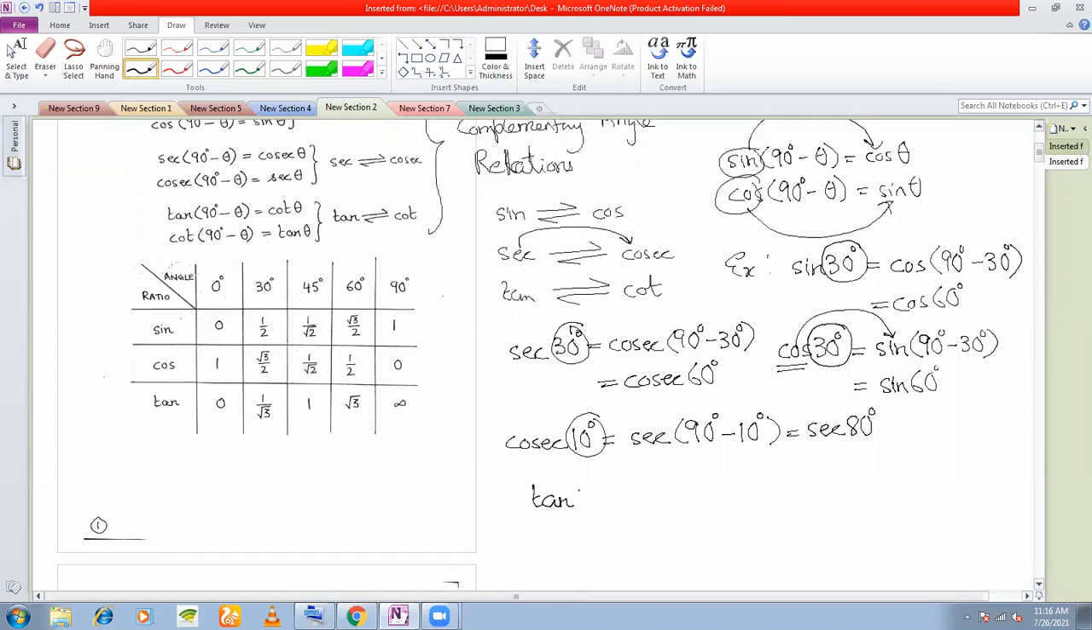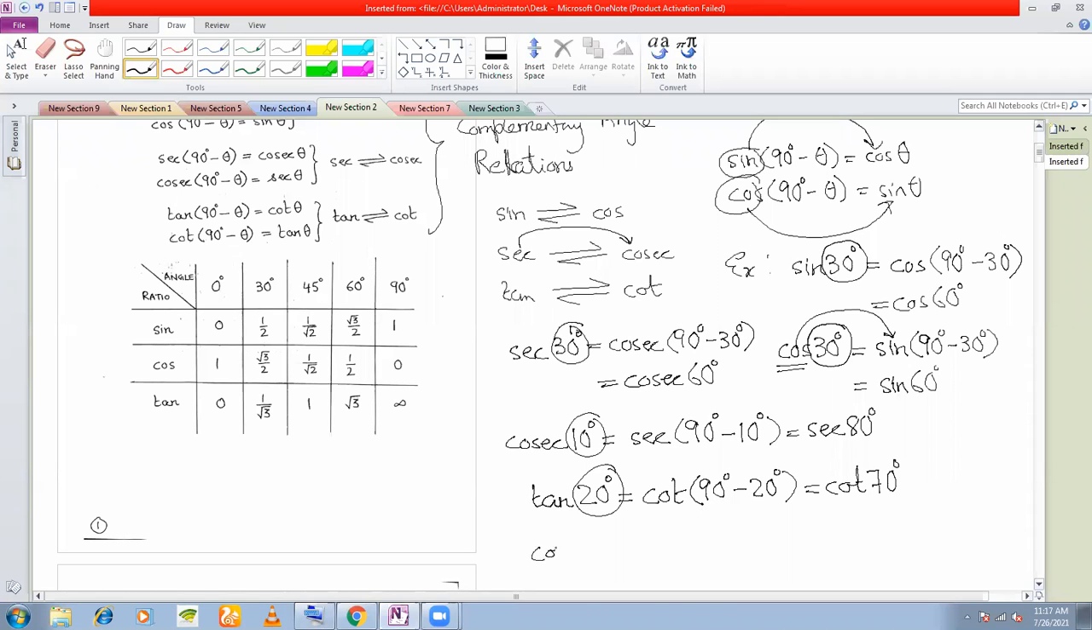Yes, sir. Tan, let us say tan 20 degree. Tan I want to convert to cot. How do I convert tan to cot? I write cot, and what I do is I subtract this angle here from 90 degree.